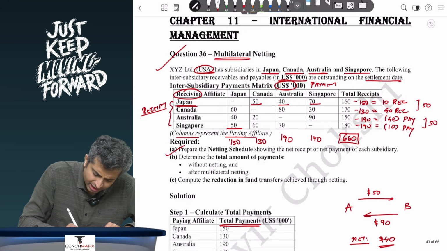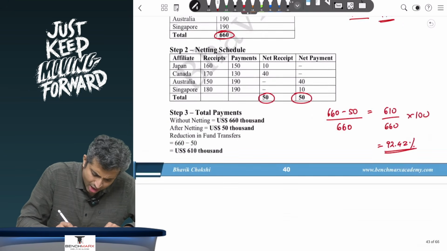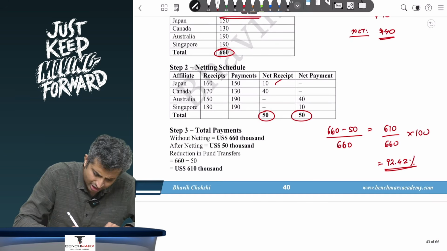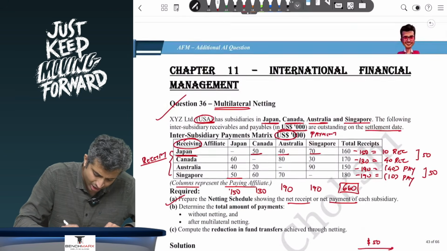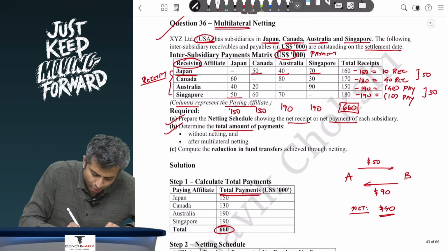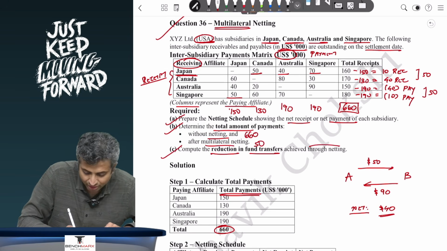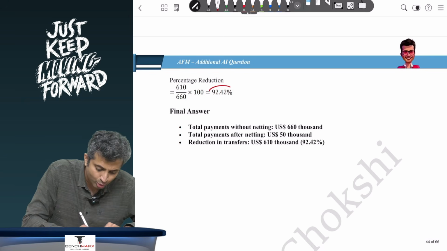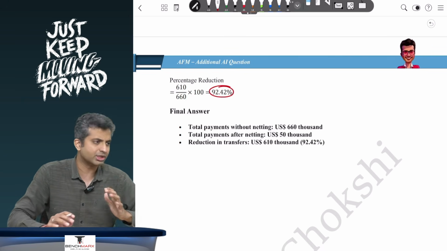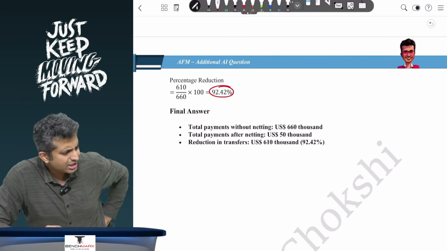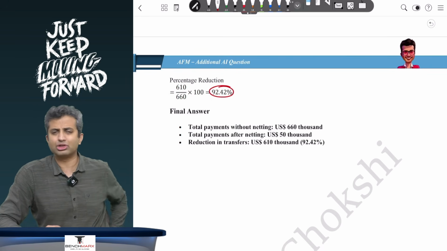So prepare a netting schedule showing the net receipt or payment. So this is a netting schedule showing the net receipt or the net payment, easy. And determine the total amount of payments without netting, which is I think 660, and after multilateral netting, this is 50. Compute the reduction in the fund transfers achieved through netting. I would say that is around 92.42% reduction which is achieved. Okay, so this is largely pertaining to international financial management.